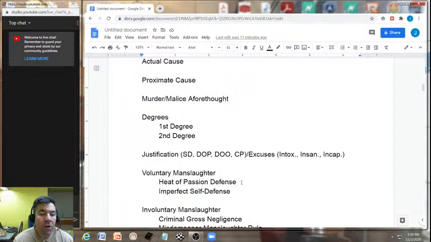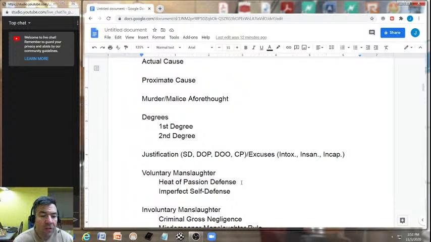Then we're going to look at whether or not a reasonable person would have had inadequate time to cool off, and whether or not the defendant cooled off. If those all lean towards the person being provoked and having no time to cool off, then you may have a heat of passion defense argument.